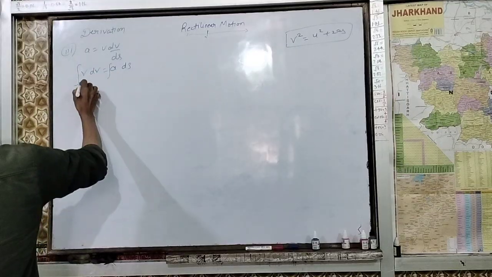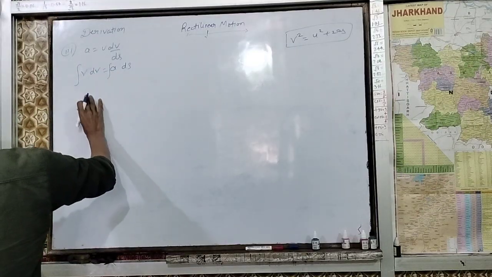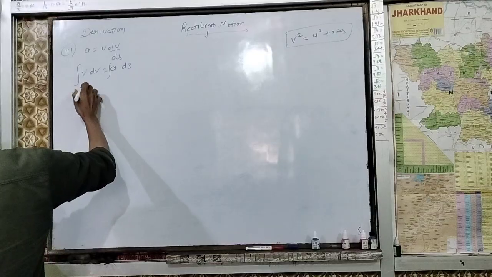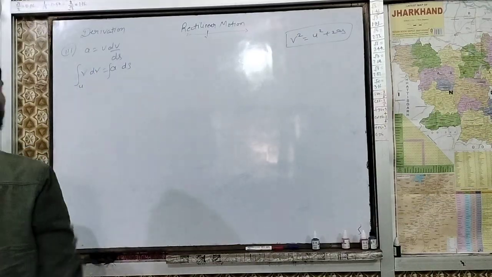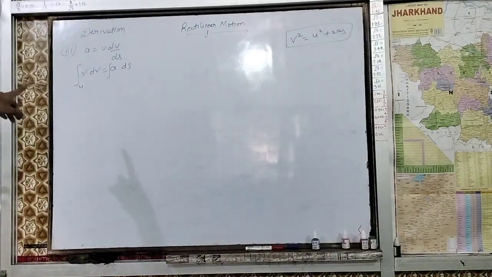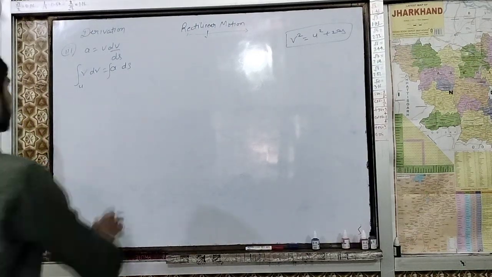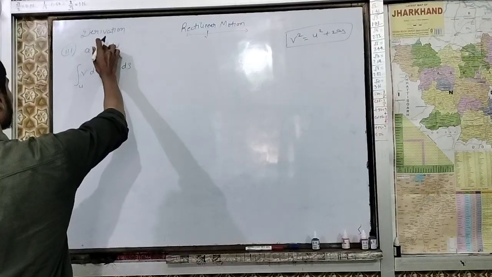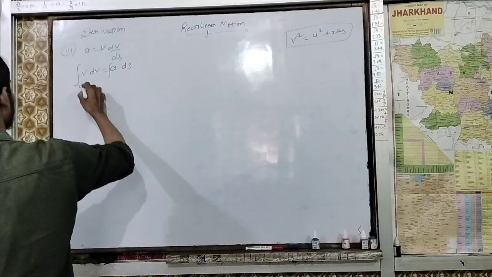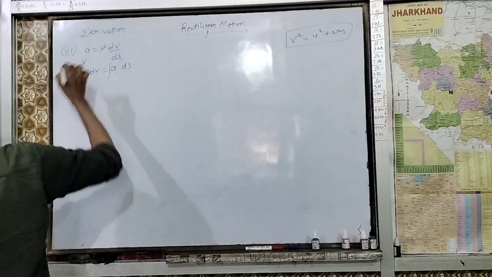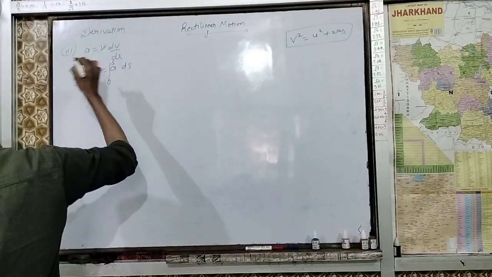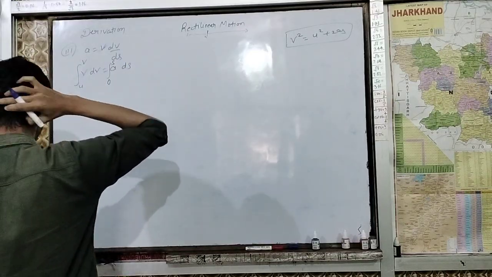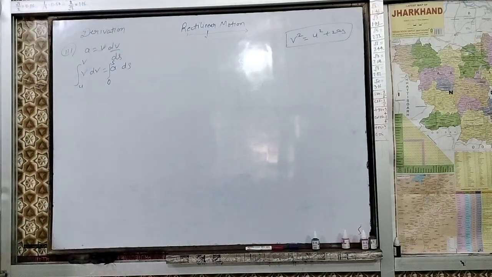Integration of v from u. This is a velocity. v is a velocity, not an initial and final. So from initial to final, and from zero displacement till the final displacement. Clear? Let's integrate and simplify it.